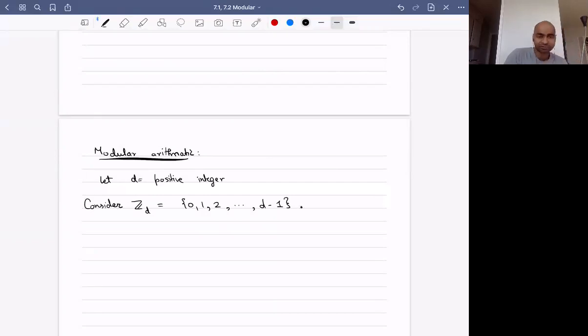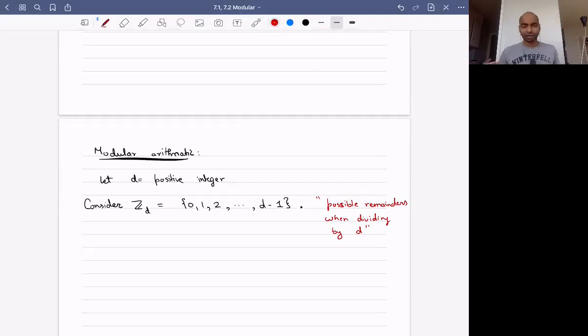Now you should think of this as the possible remainders when dividing by d. So when you try to divide n by d, where n is an integer, then the remainder can either be 0 or 1 or 2 up to d minus 1. That's why we only restrict to positive remainders so that this statement makes sense.